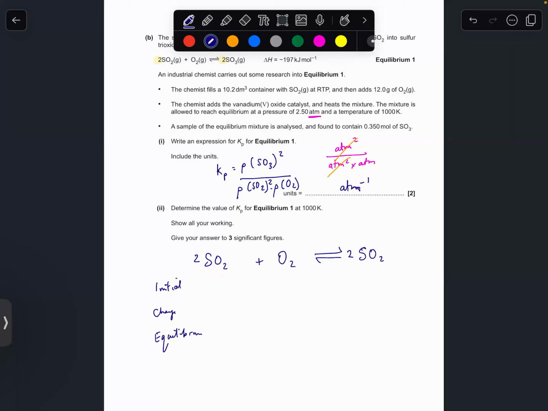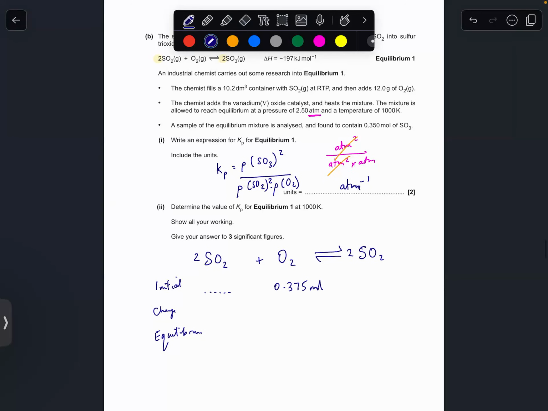How much SO2 are we using? The container, and then adds 12 grams of O2. Let's see how many moles 12 grams is. 12 divided by 32, so that's 0.375 moles. They've added some SO2, but do we know how much? No, we don't. There's 0 amount of the product. Wait a minute, that should be an SO3 there.